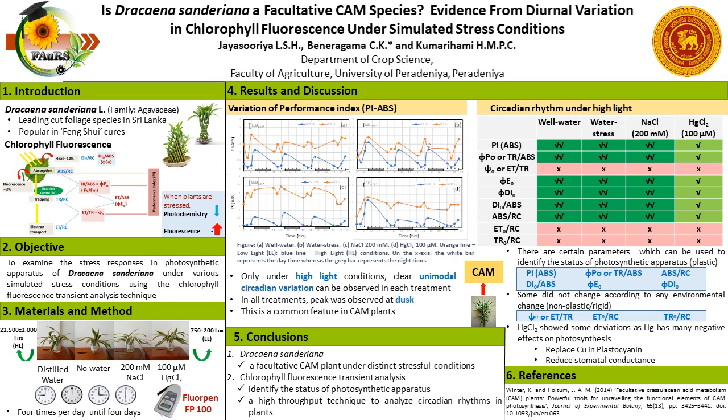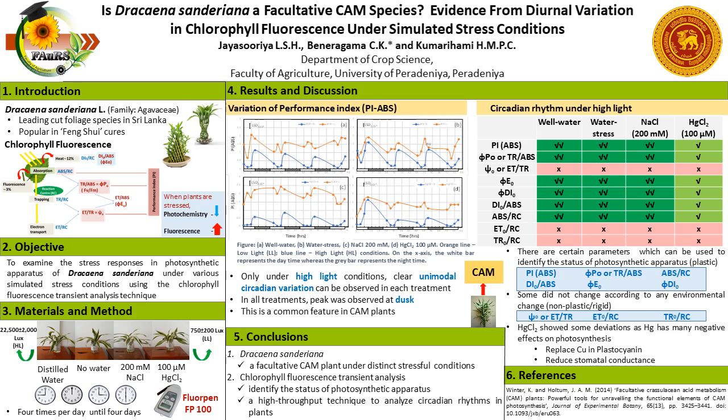It is good evidence to say Dracaena sanderiana has CAM features too, but it cannot be justified by only looking at the performance index. So we measured other major parameters, as you can see in the table on the right side. While most of them show circadian rhythms, there were some rigid parameters which do not change, and they are displayed in pink color. We used two different green colors as there were a few deviations in the mercury chloride treatment, just because mercury has many negative effects on photosynthesis.